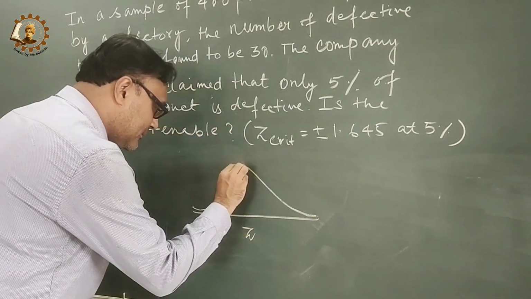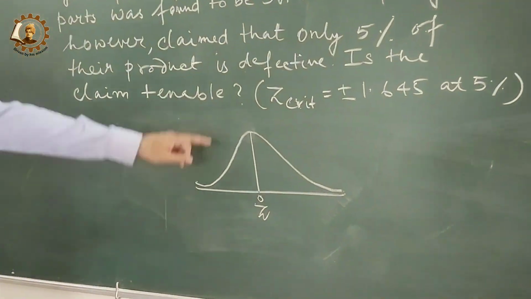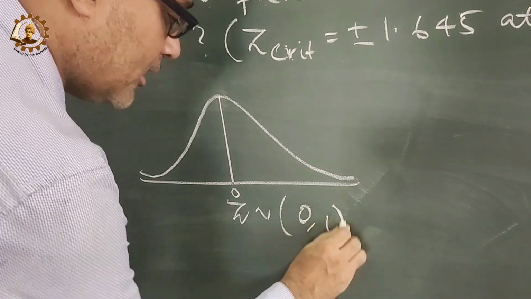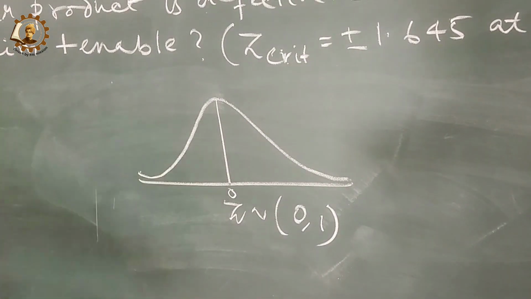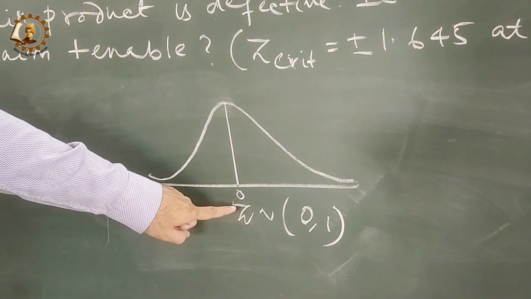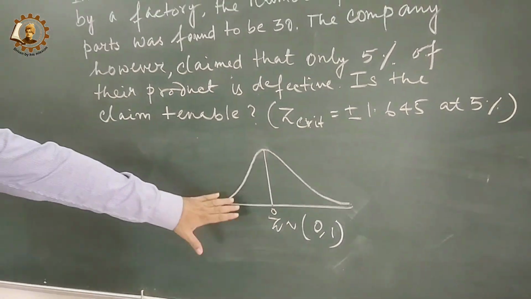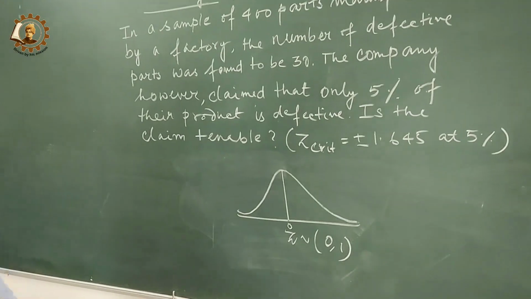We know that this will represent 0. The mean is 0, so Z always represents 0 and 1. So the standard deviation is 1, the variance is 1 and the mean is 0. This is the standard normal variate, and the Z distribution follows this. This is a special normal distribution where the mean is 0 and the standard deviation is 1.